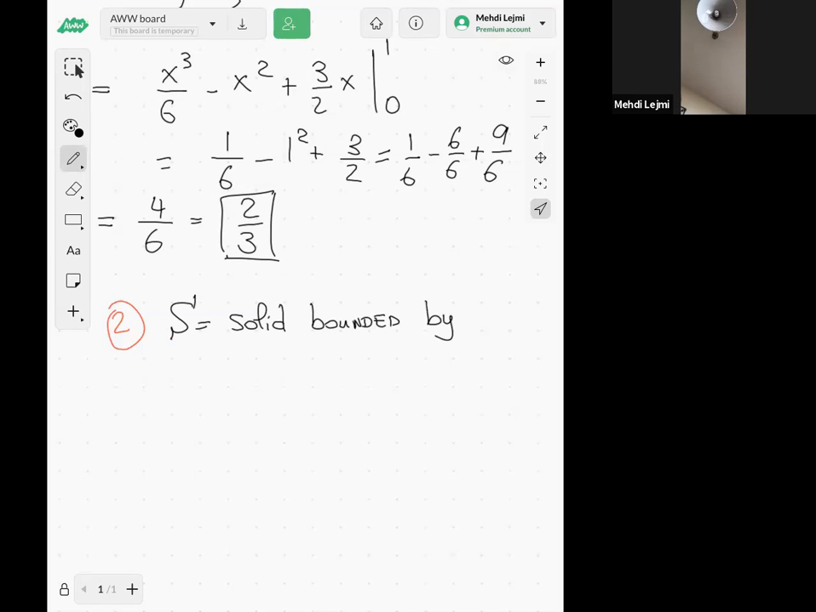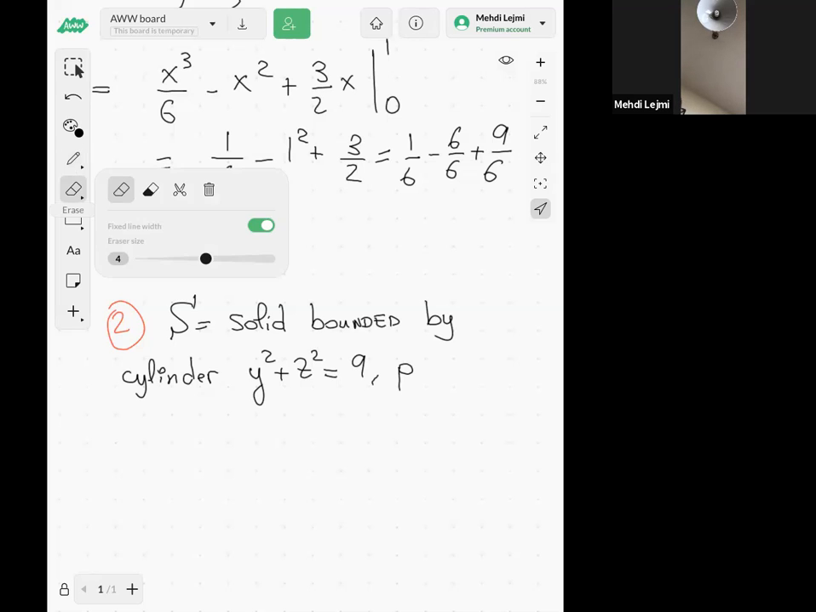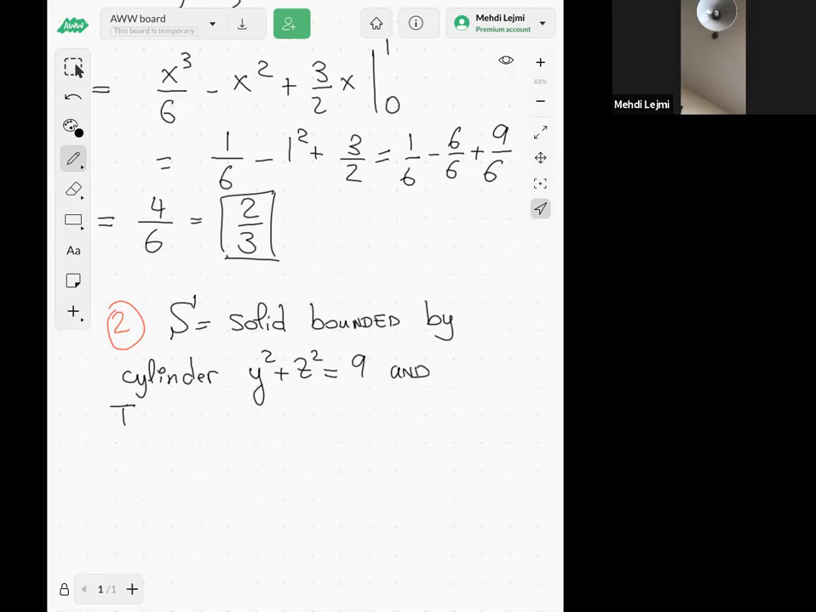So we have the cylinder Y squared plus Z squared equals 9, and then the planes X equals 0, Z equals 0, Y equals 3, and Y equals 3x, right? So let me just explain this equation of the cylinder.